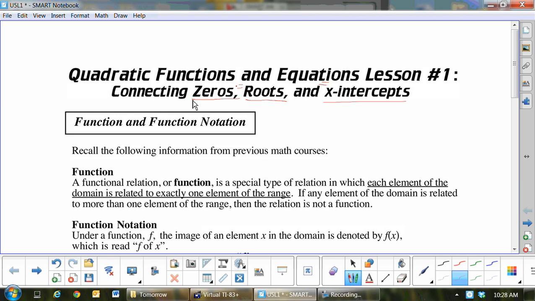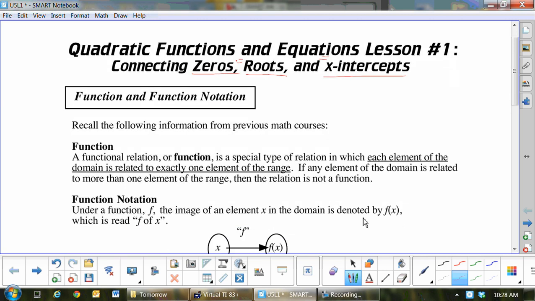You guys need to move your rows up so there's no empty desks in front of you. A function is, read along with me right here. A function, or relation, is a special type of relation in which each element of the domain is related to exactly one element of the range. Okay?